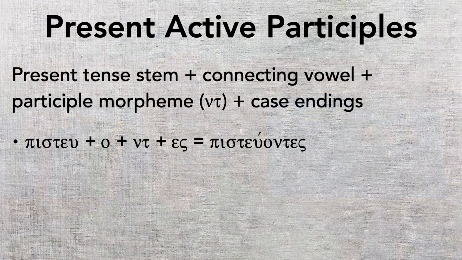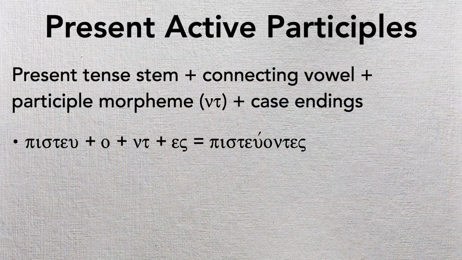So we're going to start with that present tense stem that we've become so familiar with. It's that lexical form of the stem. We're going to put a connecting vowel on there. Remember, we don't care a lot about connecting vowels. They're just there to smooth out pronunciation for Greek speakers. And then we're going to have a participle morpheme. What is that? Well, it's kind of like a tense formative, except it's unique to participles. But it's that same idea. It's something we're putting in the middle of the word to help us identify what's going on. In this case, the example here is a nu tau.